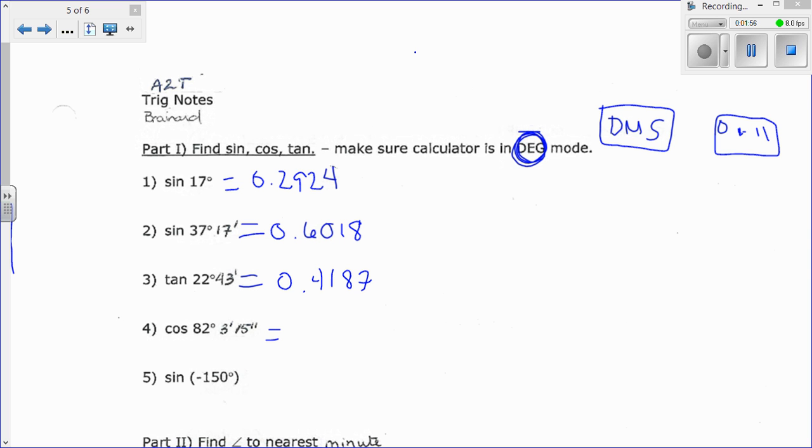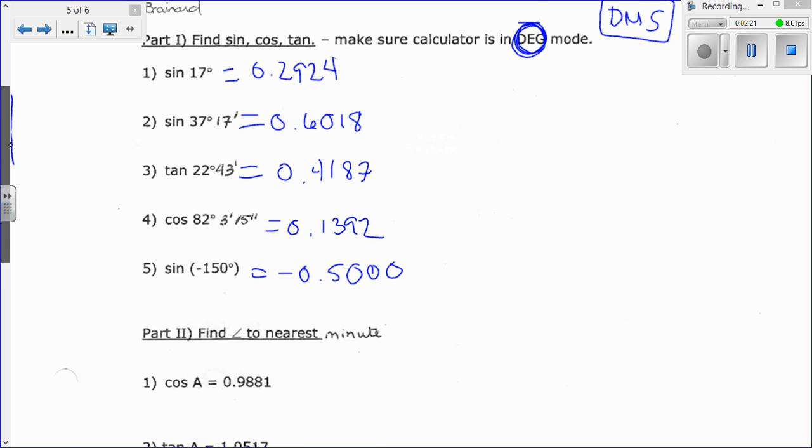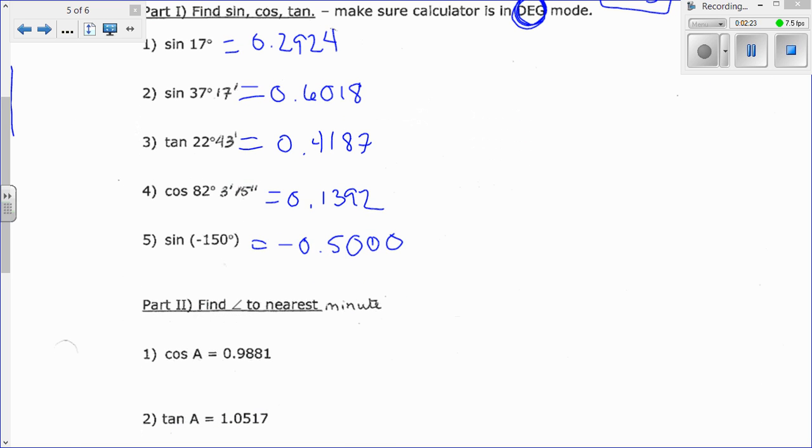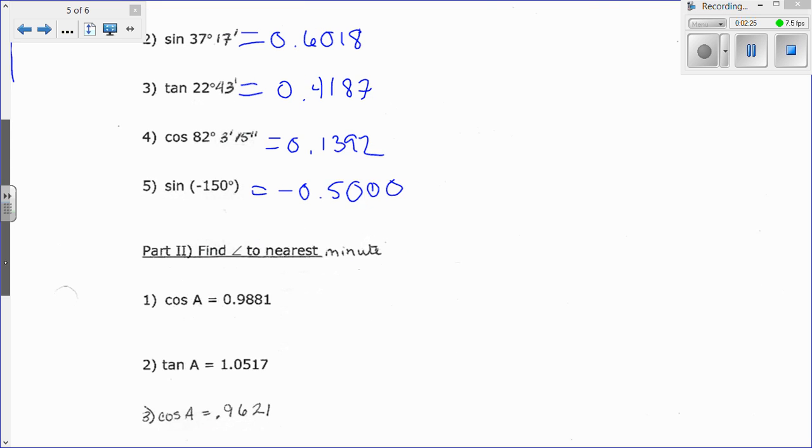The cosine of 82 degrees 3 minutes and 15 seconds will be 0.1392. And finally, the sine of negative 150 degrees is equal to negative 0.5000, just keeping with the 4 decimal places. Again, all you have to do with those is type it into the calculator and write down your results.